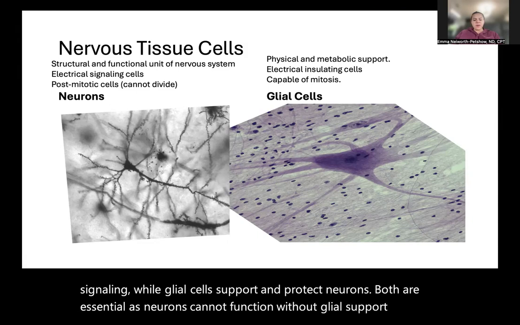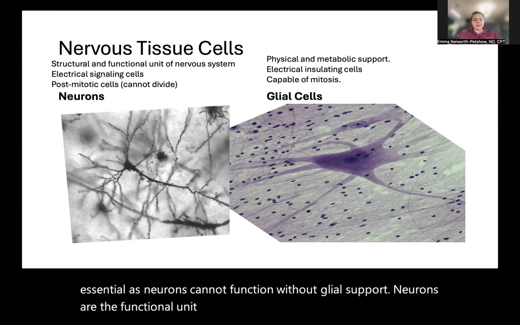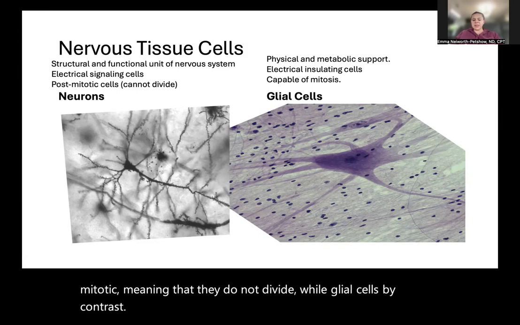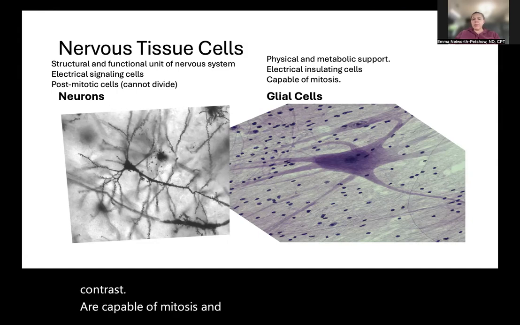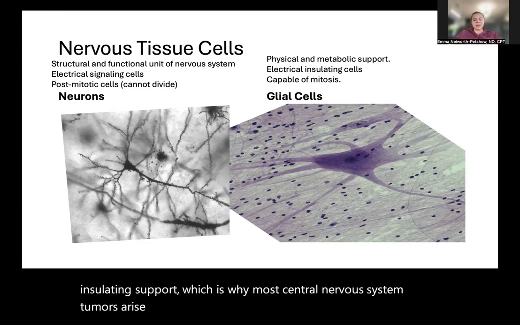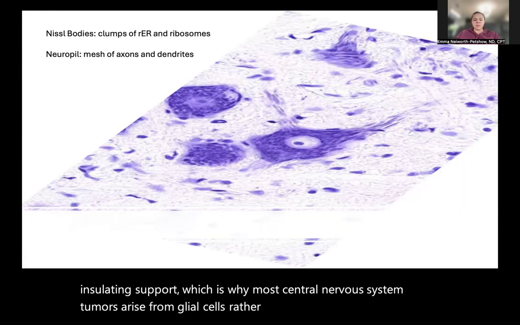Neurons are the functional unit of the nervous system and typically are post-mitotic, meaning that they do not divide, while glial cells, by contrast, are capable of mitosis and provide physical, metabolic, and insulating support, which is why most central nervous system tumors arise from glial cells rather than neurons.